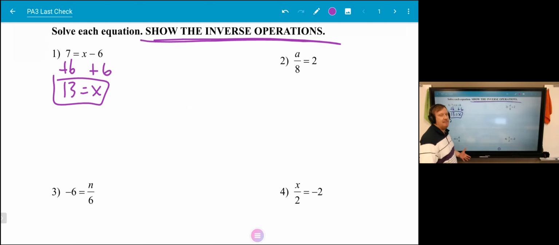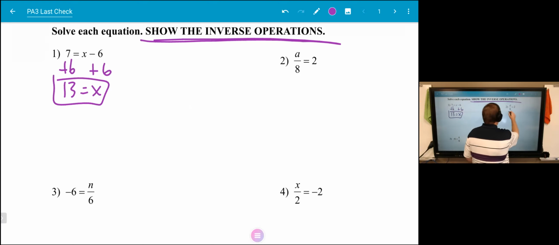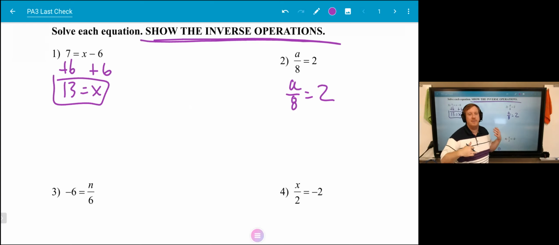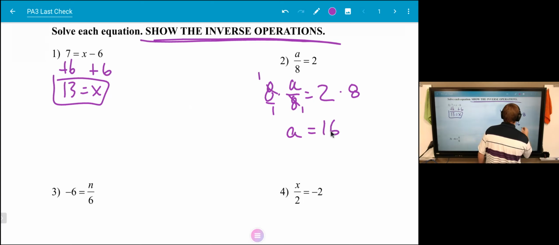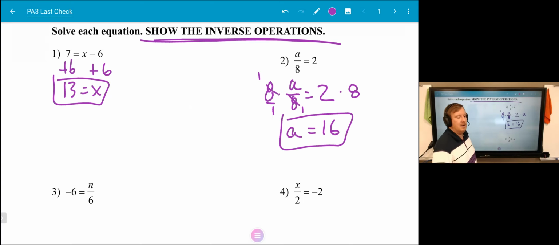Number 2, a divided by 8 equals 2. What's the inverse operation from division? Multiplication. Yeah, very good. Nice job. A divided by 8 equals 2. So instead of dividing, I need to use the inverse again, multiplication. Multiply both sides by 8. 8 and 8 simplify to 1, so I just have a, which is what we were going for. And 2 times 8 is 16. How do I check my work? Plug it in. 16 divided by 8, is that 2? It is. Looks pretty good to me.